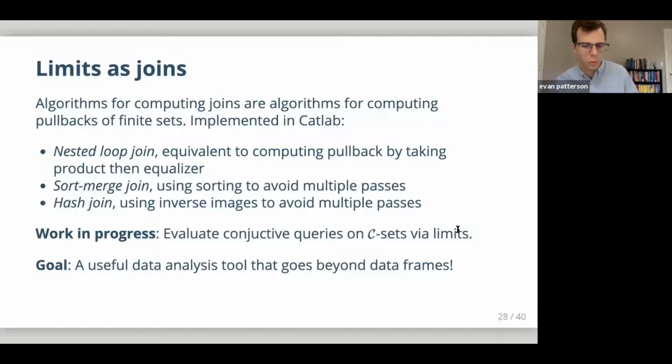The goal of this work, which I expect to have a preliminary version of done by the end of the year, is to have a useful data analysis tool that goes considerably beyond data frames, which are sort of the most common abstraction that you see in typical data analysis packages.